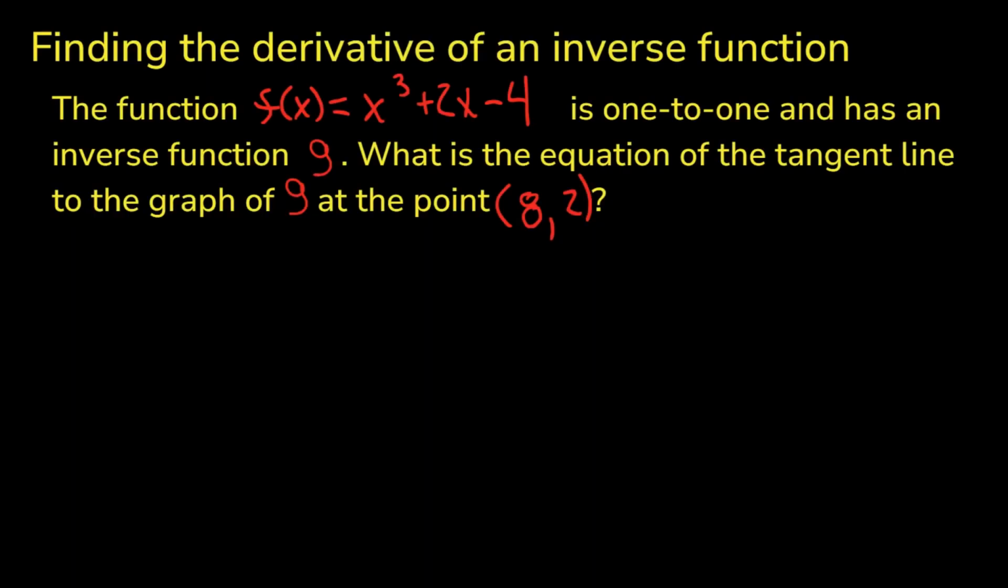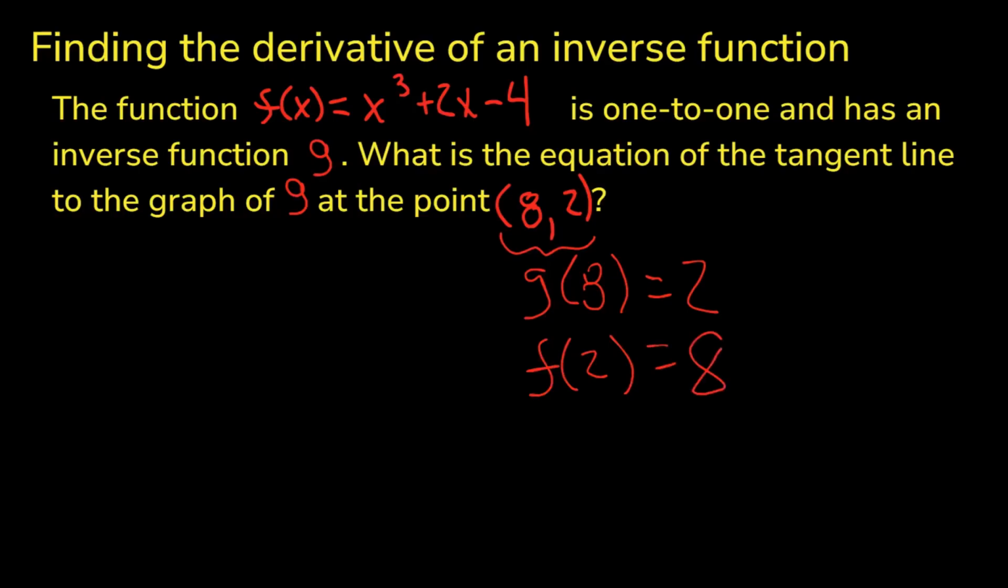Here's another problem that may come up. The function is 1-to-1, which means it has an inverse, and has an inverse function g. What is the equation of the tangent line to the graph of g at the point 8, 2? So the way this is written, 8, 2 is g of 8 equals 2, because it's referencing the graph of g for this point. So just be careful. That tells us that f of 2 should equal 8. And if you plug 2 into that function, 2 cubed is 8, plus 2 times 2 is 4, minus 4 would give you 8 also.